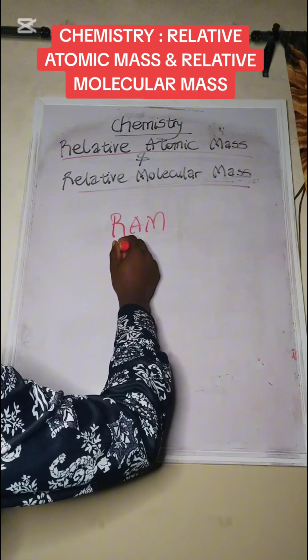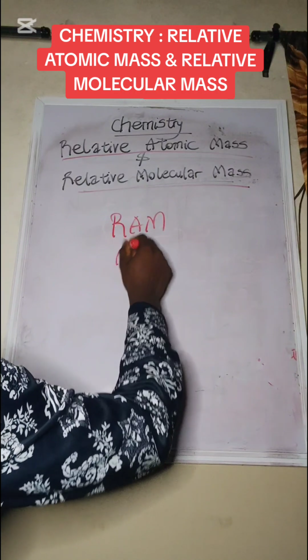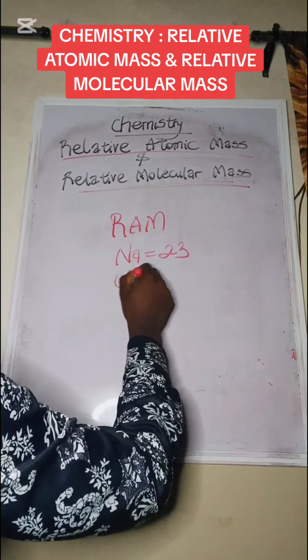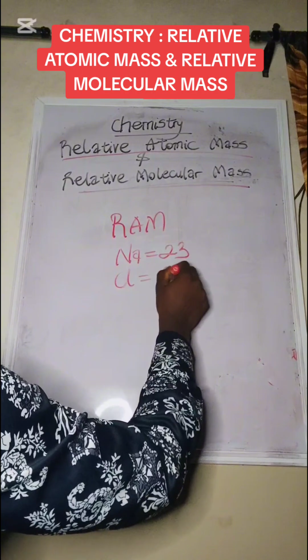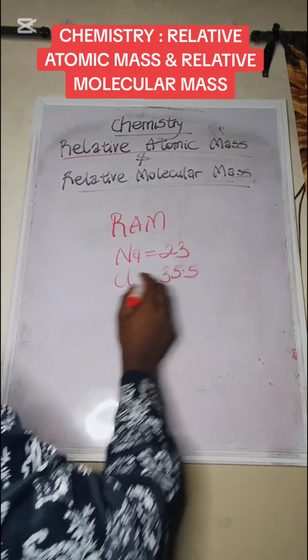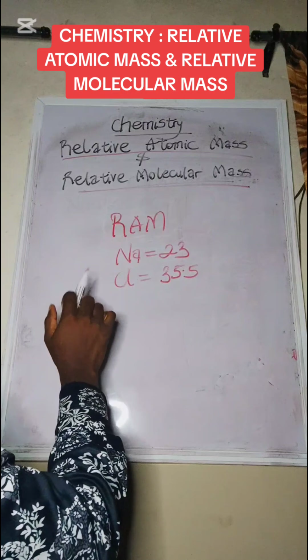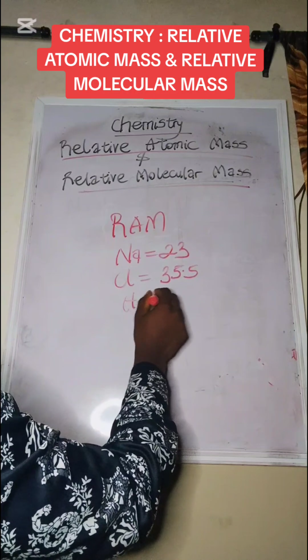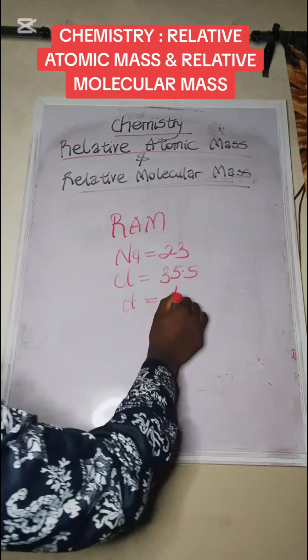For example, the relative atomic mass of sodium is 23. That of chlorine is 35.5. Remember in our previous class when we did isotopes, to get this. So we have another one, hydrogen, which is 1.